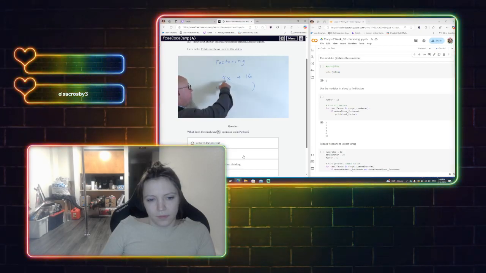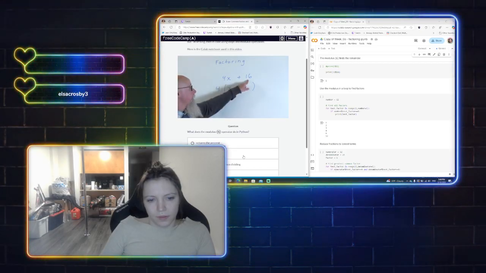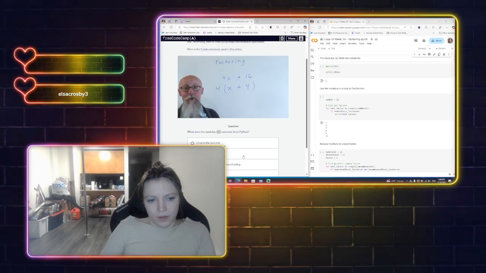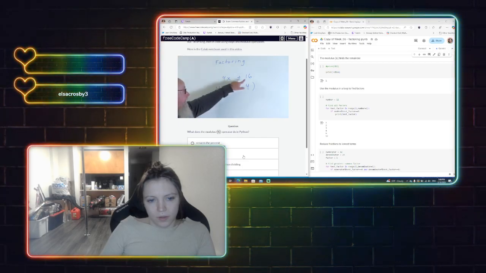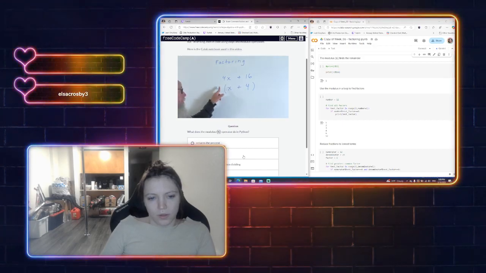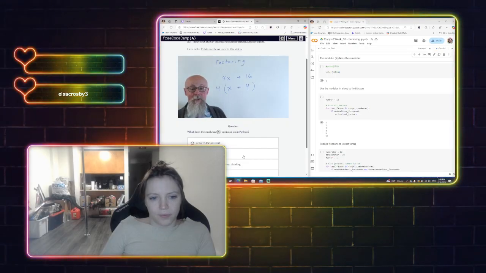4x divided by 4 is 1x, so I'll just put x, and then 16 divided by 4 is 4. This has more to do with other algebra applications, but I want to show you this because this is also factoring out. If I have this, I see the common factor, and I can divide it out, and it looks like this. Or I can distribute the 4 times x is 4x, 4 times 4 is 16, and go back to that. So that's another use of the common factor.